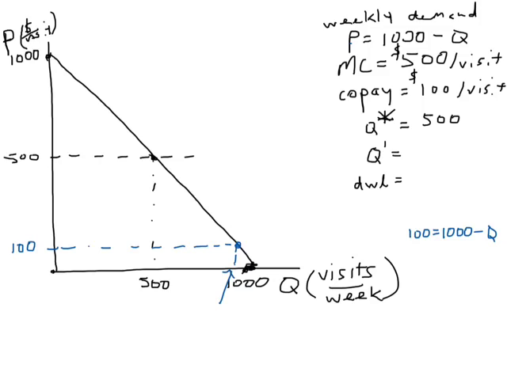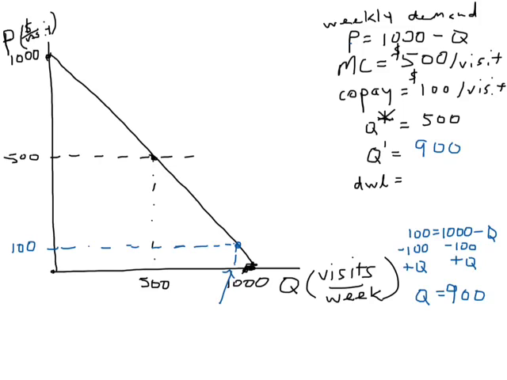100 equals 1,000 minus Q. I can subtract 100 and add Q to both sides, and then positive Q, negative Q, those cancel over here. Positive 100, negative 100, those cancel over here. And I'm left with Q equals 900. So Q prime, that's what we're talking about right here. Q prime is equal to 900.